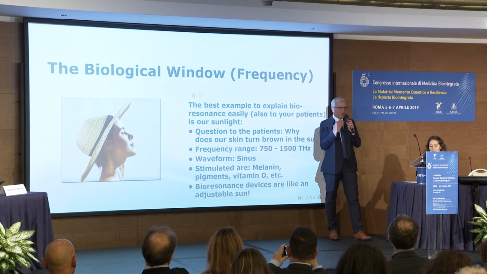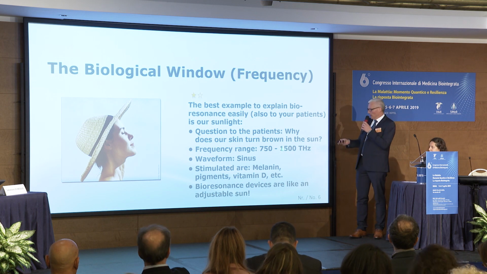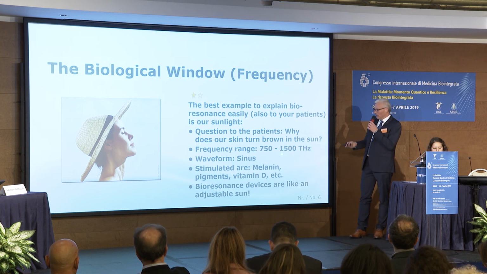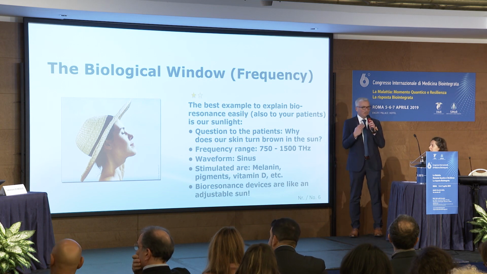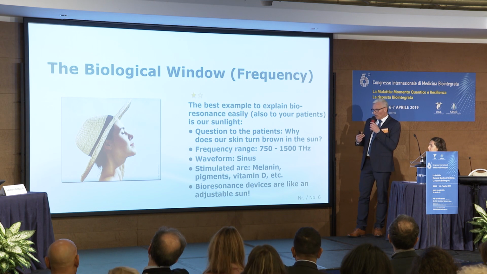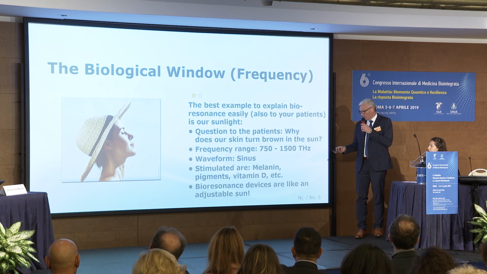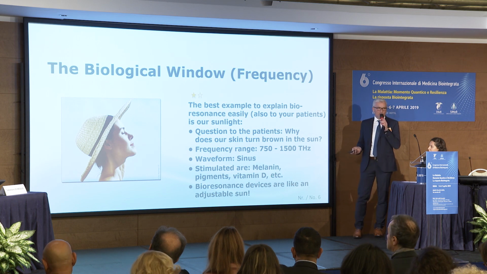But it is the frequency of the sunlight, as mentioned here, arranged in this high range of 750 to 1500 terahertz. And this starts effects in our organism to stimulate the production of melanin, pigments, vitamin D, etc.